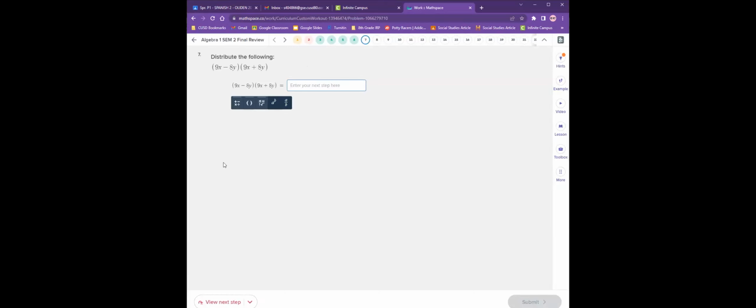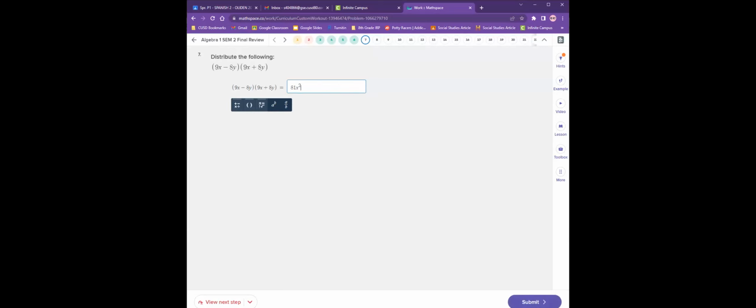Make sure you take notes on what you missed. I am writing this down for you, but it's always better if it's in your own handwriting. Okay, so then distribute the following. Just FOIL. It should say FOIL. It really should say multiply. It's not a distribute in the traditional sense. So then, why don't you try this one? It does have a nice answer.